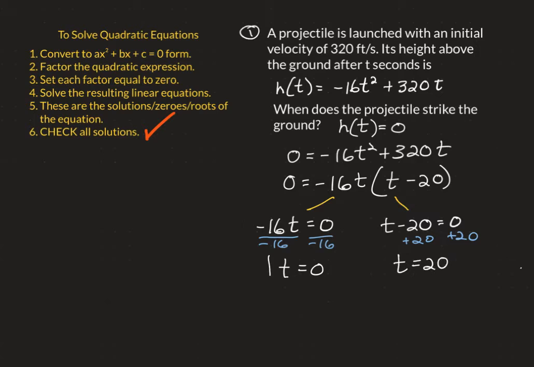So at time equals 0, is that a possible time? Yes. That's the time at which it is launched. So it's not really when it's going to strike the ground. So we're going to exclude that one. And we're going to say that the projectile strikes the ground after being launched at time equals 20 seconds.